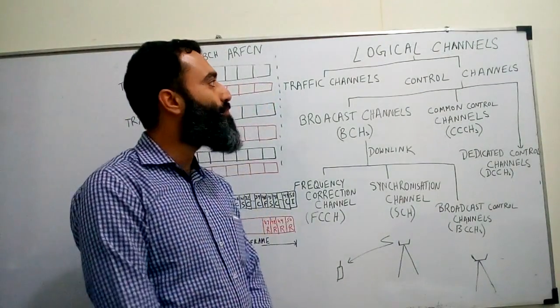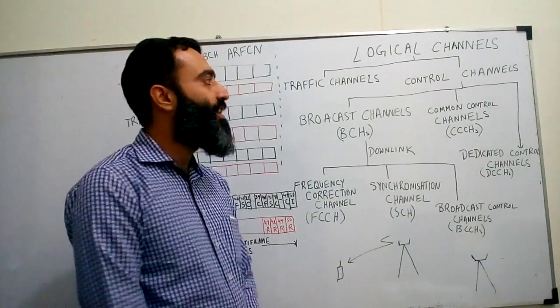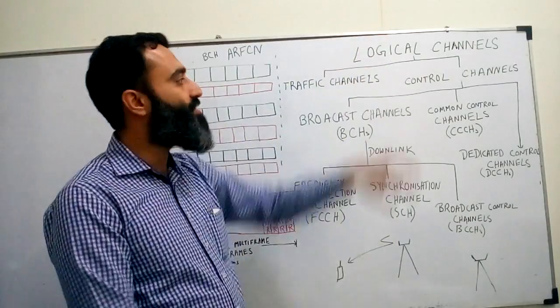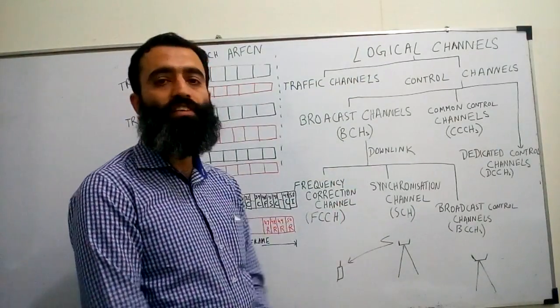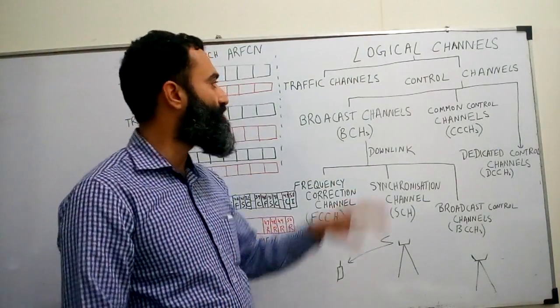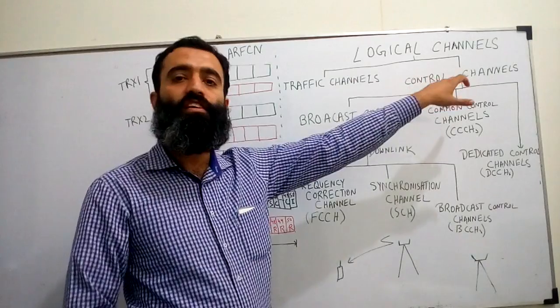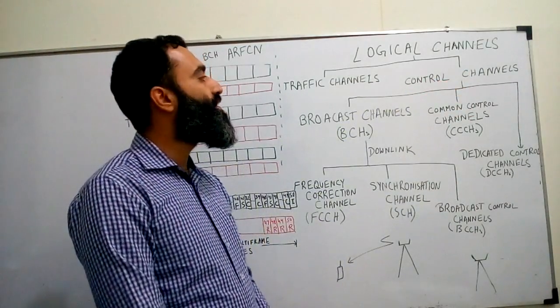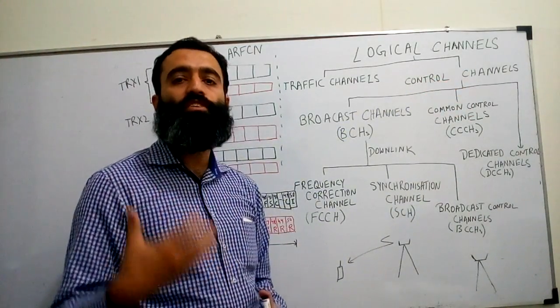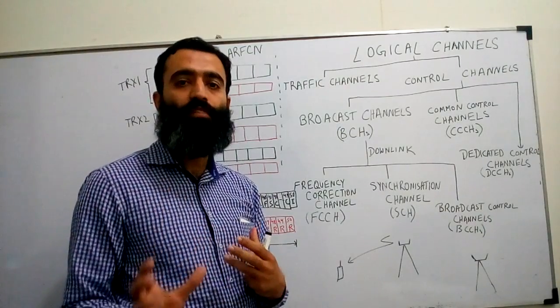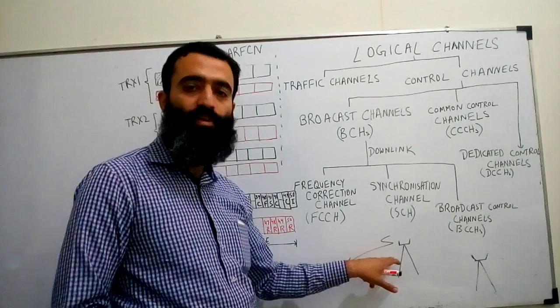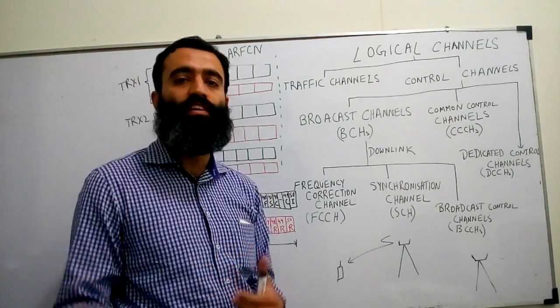Now we come to the logical channels. When we talk about the logical channels, basically we can divide the logical channels into two main branches. One is the traffic channels, as we discussed earlier, and the other is the control channels. The control channels are basically necessary for the signaling between the mobile station and the BTS, or the mobile station and the network.